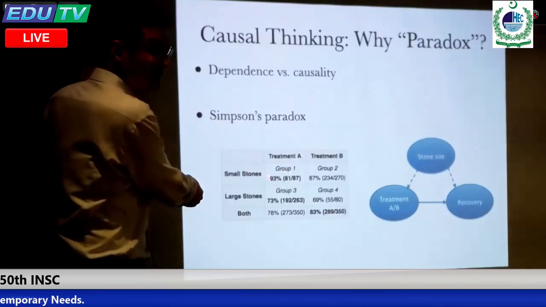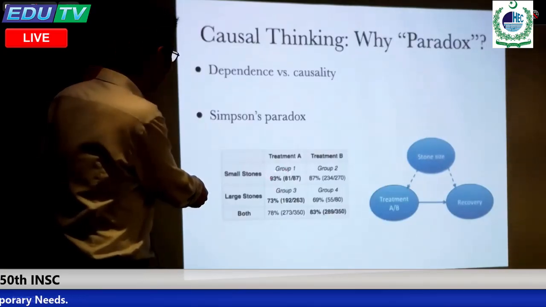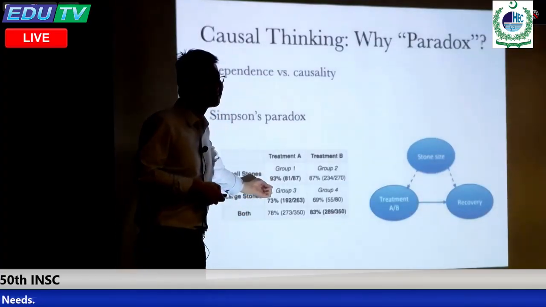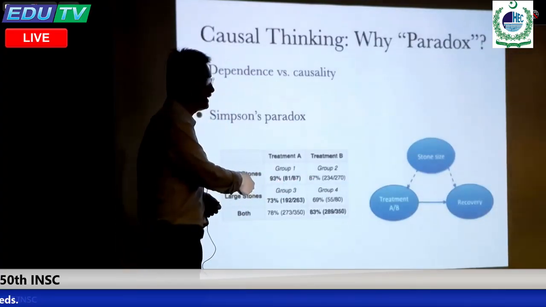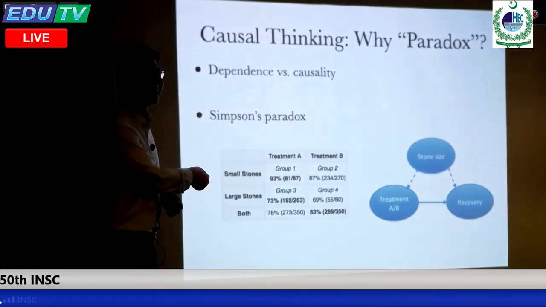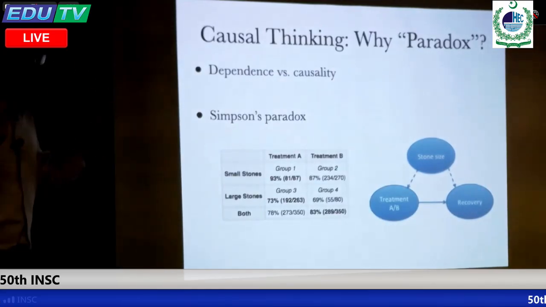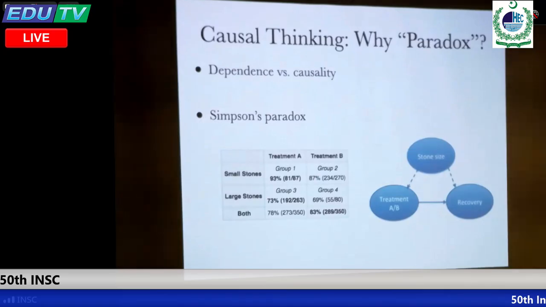A is better. It doesn't matter; this is the recovery rate, we just care about the chance, and the chance is higher. So that's why it's called a paradox. Of course, the paradox is not really a paradox. It's just a trick. So now you are saying, if it's small, I recommend A, and if it's large, I recommend A. Now the stone is either small or large. Therefore, my answer would be A or A, which is A.